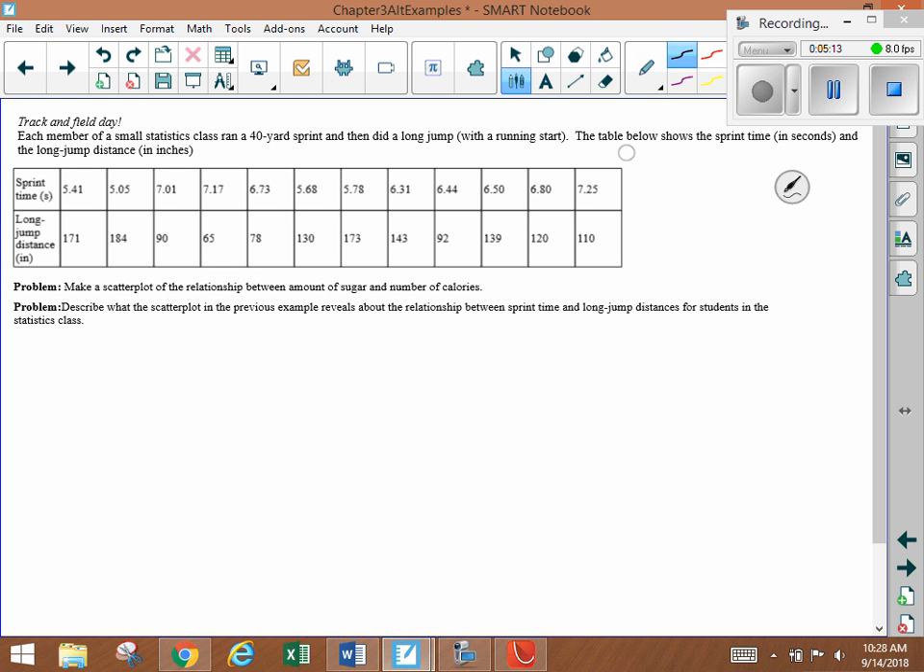I wanted to get out the technology right away. They ran a 40-yard sprint and then did a long jump. A long jump with a running start. My eyes were on the word start when I said jump, so we keep jumping. The table shows sprint time in seconds and long jump distance in inches.